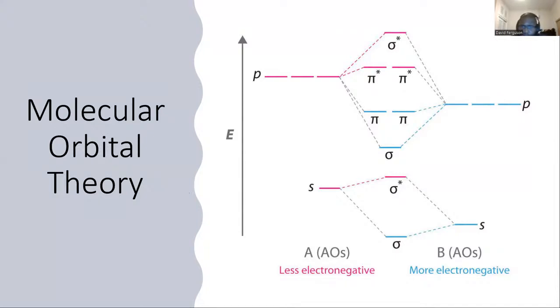So MO theory, this is just an orbital diagram. We have a sigma and sigma star, sigma referring to a bonding orbital, sigma star referring to an antibonding orbital, and you have a pi and pi star.